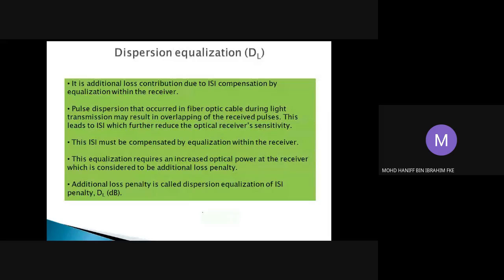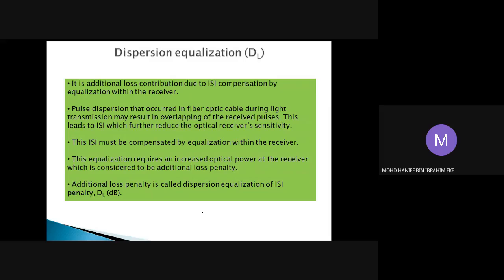So basically, from what we have learned in chapter 3, when we learned about the fiber optic itself, we have the effect of dispersion, right? That occurs mostly in our multimode fiber. So you need to introduce this dispersion equalization such that we can compensate for the dispersion effect.